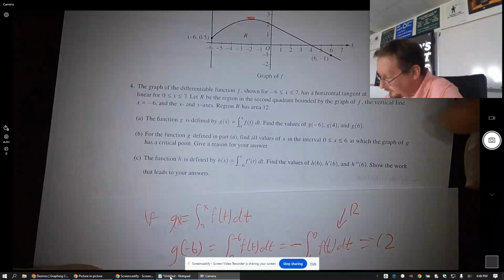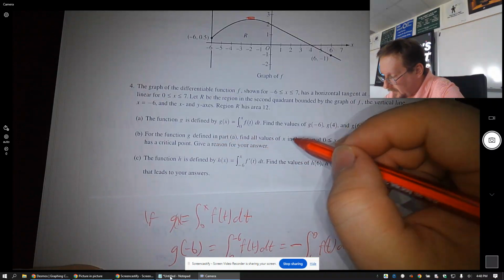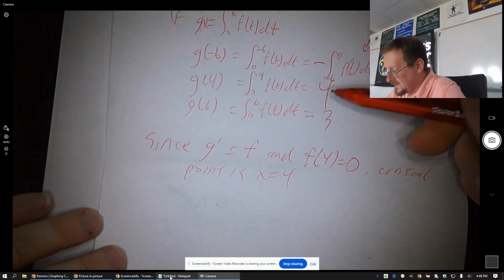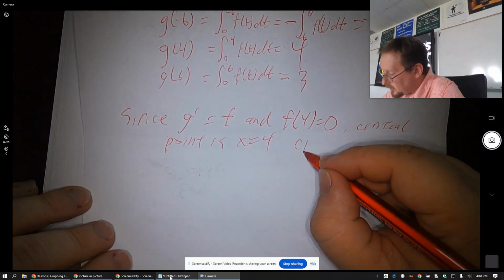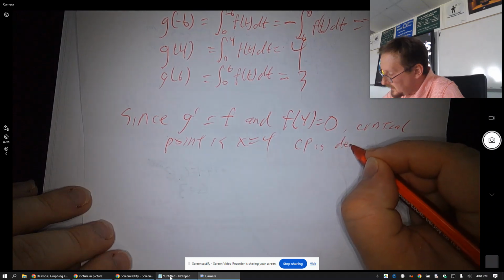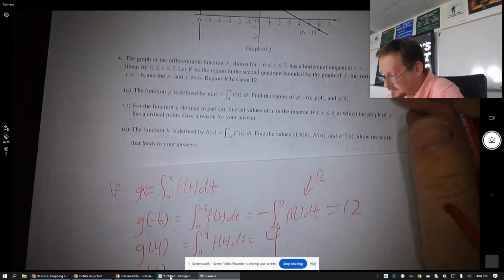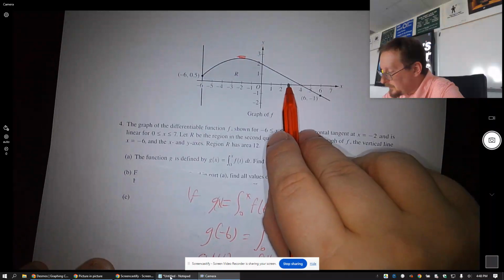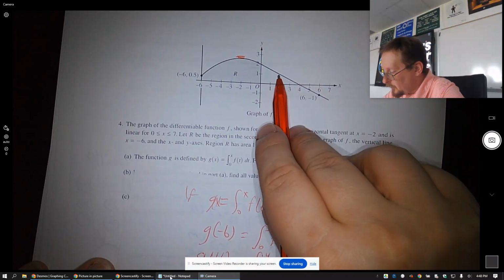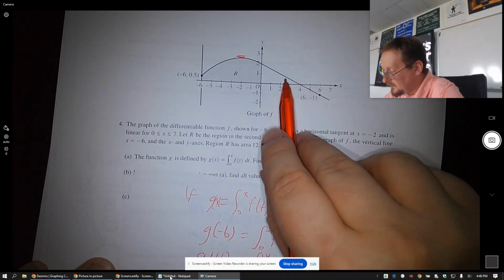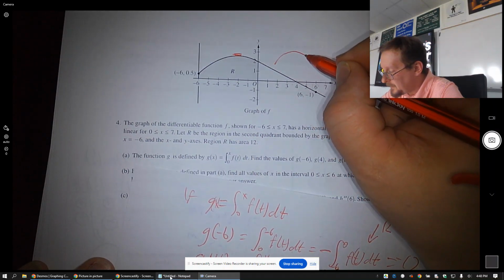Is that what it was asking for? Give a reason for your answer. Oh, well, that's it. The critical point is where the derivative equals 0, which happens there. They're not asking whether it's a max or min or anything like that. By the way, it would be a local maximum because you go from a positive derivative to a negative derivative, so the graph of g would be going up and then down.